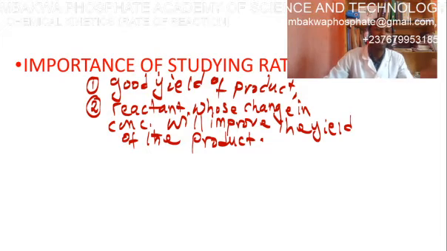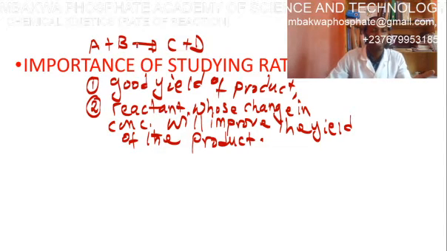There could be so many reactants during a chemical reaction. For example, the reaction of A above and B to produce C and D. We have two reactants here, A and B. Industrial chemists will be interested to check, if I alter the concentration of A, what will happen to the production of C and D? If I alter the concentration of B, what will happen to the product C and D?